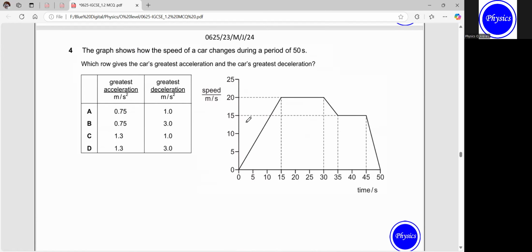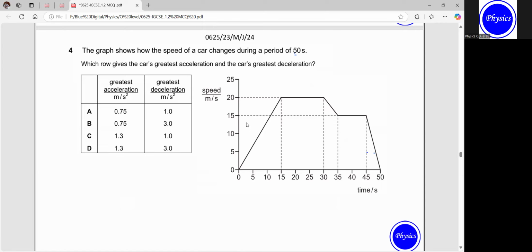The graph shows how the speed of a car changes during a period of 50 seconds. Which row gives the car's greatest acceleration and the car's greatest deceleration? Acceleration means increasing speed, deceleration means decreasing speed. Which one will be the greatest acceleration and greatest deceleration? Okay, so actually, I think it must be here.